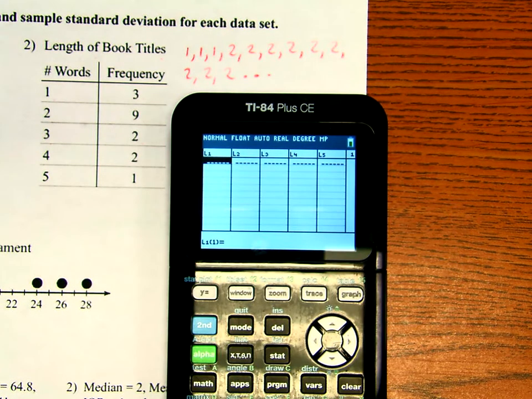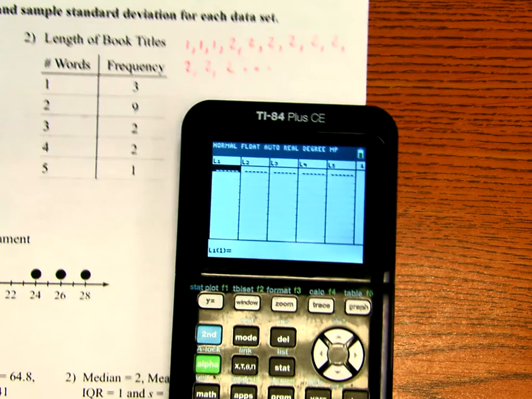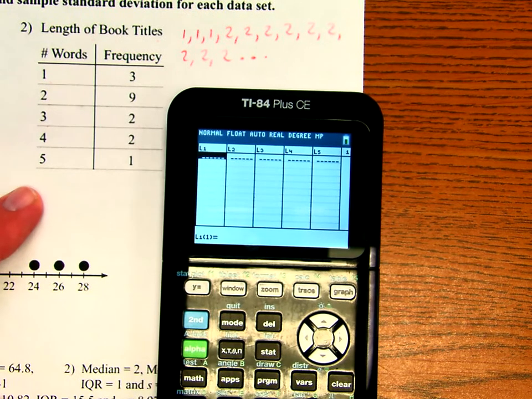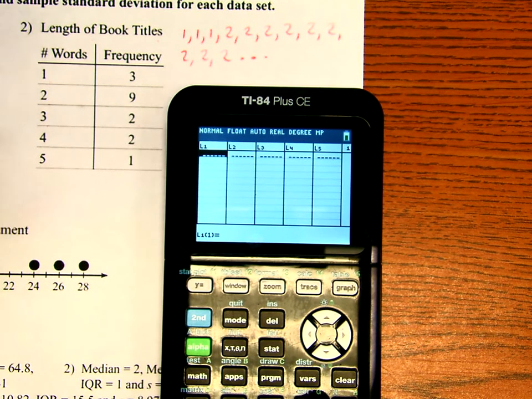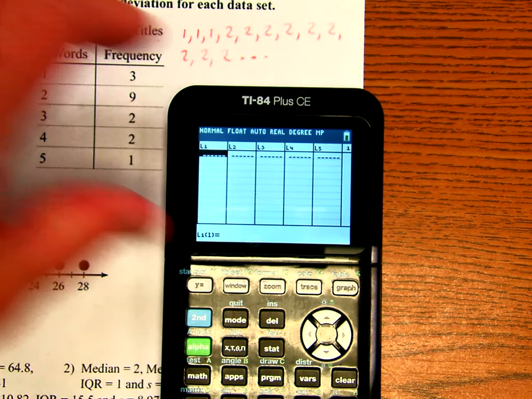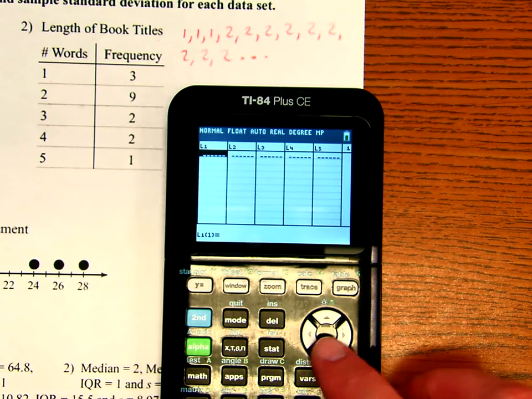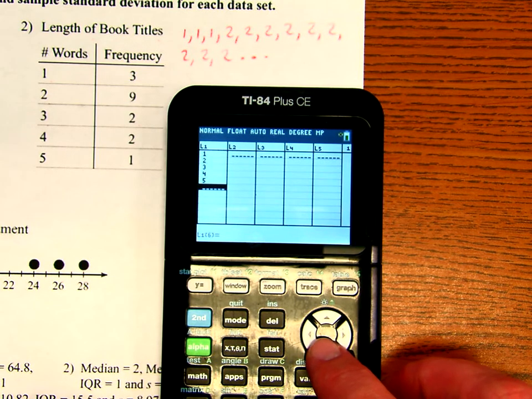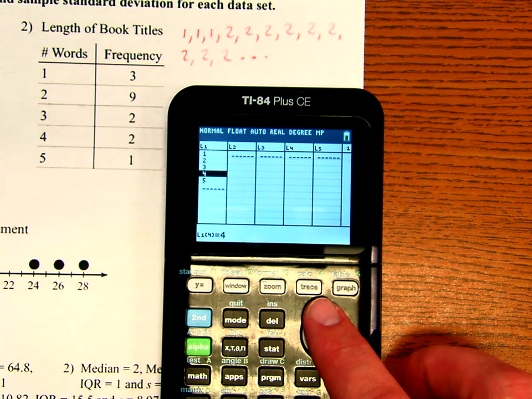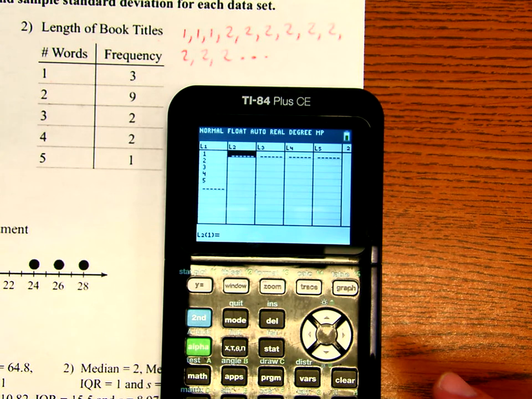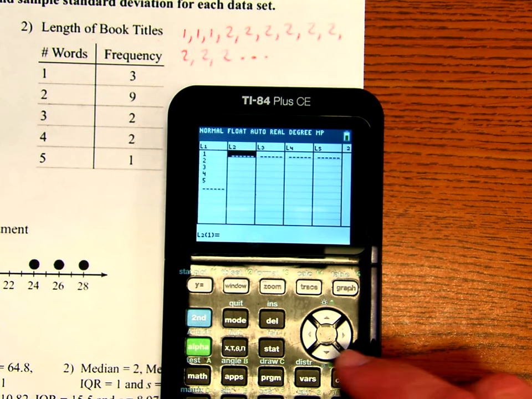If we have a frequency table, we can work with getting that frequency table basically as it appears here into our calculator. So in L1, I'm going to put 1, 2, 3, 4, 5. So that represents the actual numbers in our data list. Then L2 is going to be how often each one of those occur.